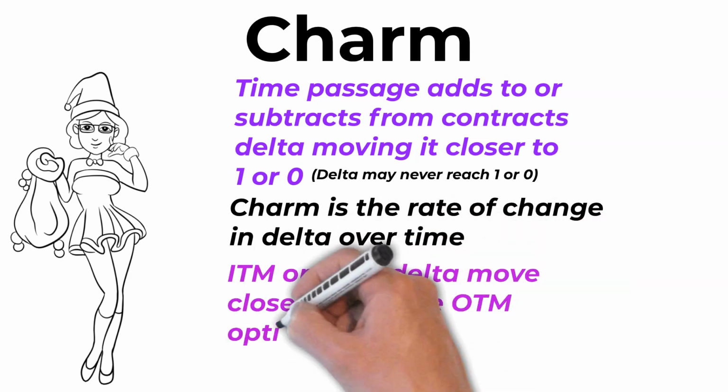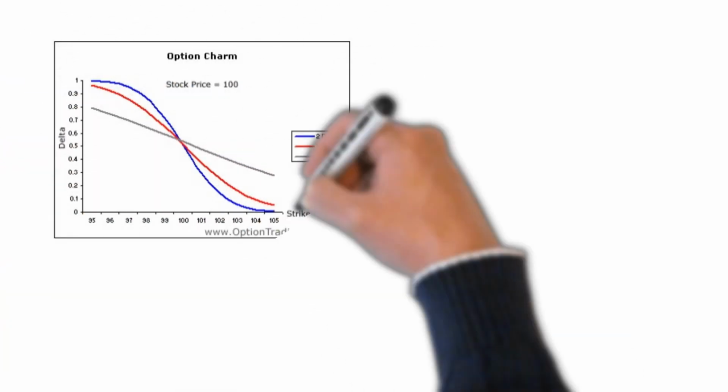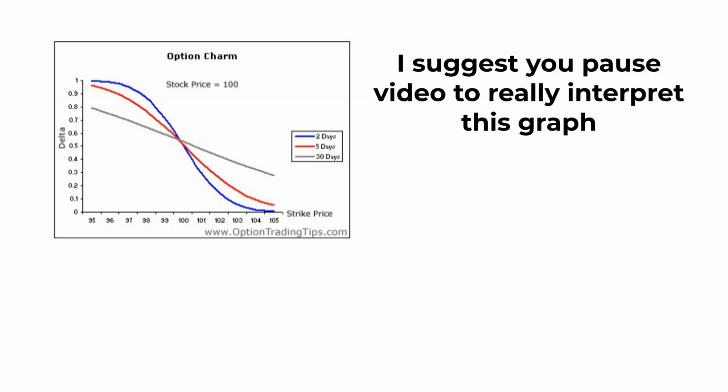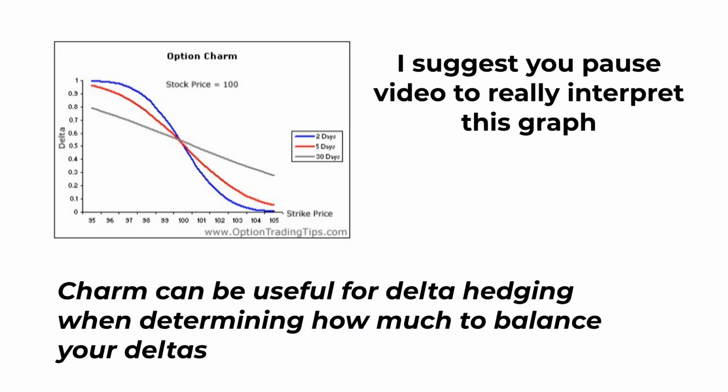In the money options have positive charm, it will move the delta closer to 1 as time passes, while out the money options have negative charm, it will move the delta closer to 0. Options that are at the money will usually hover around a delta of 50. This graph from optiontradingtips.com does a great job of providing a visual representation of charm and its effect on delta over time. Charm is especially useful for traders who like to delta hedge their position. Delta hedging often requires rebalancing of your delta at the end of the trading day or the trading week, so it can be important to know how much your delta will decay when rebalancing.